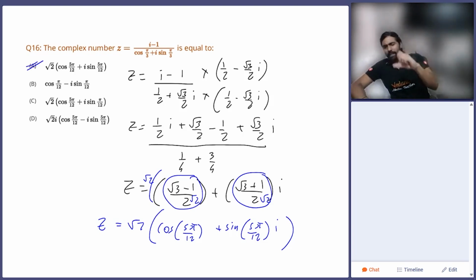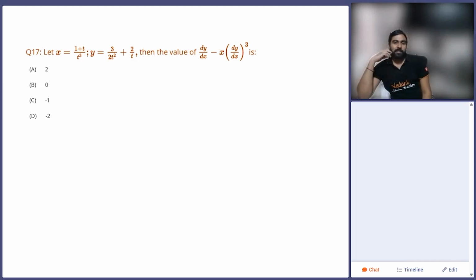So the moment you see root 3 minus 1 by 2, root 3 plus 1 by 2, you should think in your mind, okay, this is very similar to an angle that we know, just with an extra root 2. Divide and multiply with the root 2, I can directly convert it into the polar form. That's why option A will be the answer for this question. Pretty simple, basic question. Moving on.